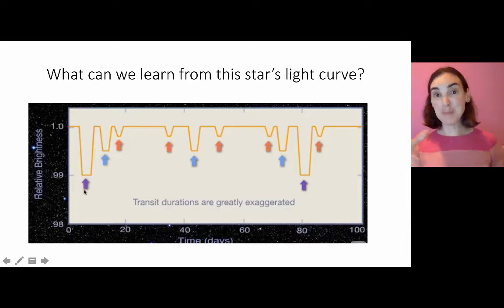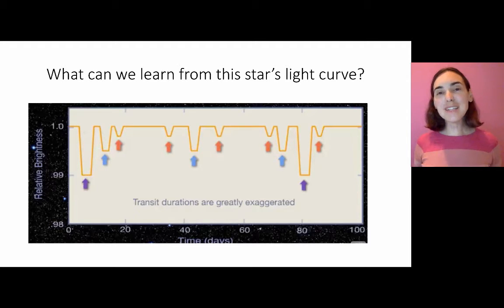The purple one's the biggest because it blocks more of the star's light. This is relative brightness of the star compared to 1 for when there are no planets blocking it. Then when this purple planet goes by, it blocks 0.01 fraction of the star's light. So we can tell that it's kind of a bigger planet. Over here, the blue one is blocking less than that, and the orange one is the littlest planet of all, blocking only a little bit of the star's light.